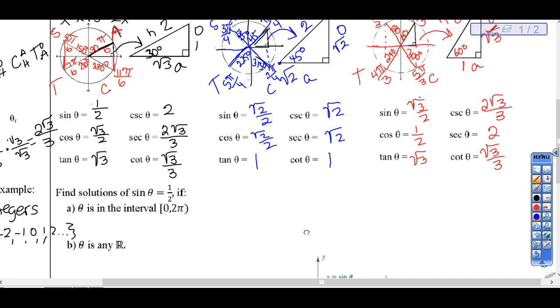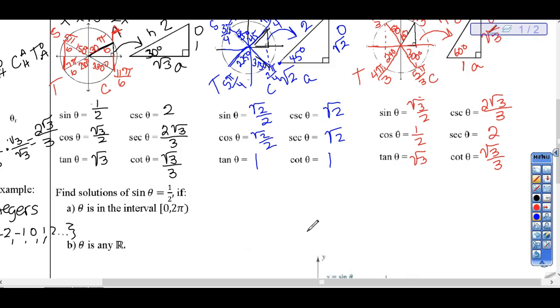So now, what we have to be thinking about is, for example, if I say the cosine of theta is negative square root of 2 over 2, what special right triangle does that make you think of? 45, 45, 90. So I just want to know, where is cosine negative? Quadrant 2 and 3. So I'm thinking about the triangles that are 45 degrees in quadrant 2 and 3. That's what I'm thinking about.